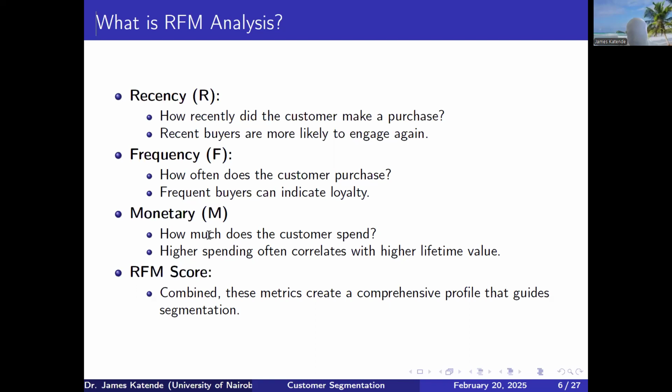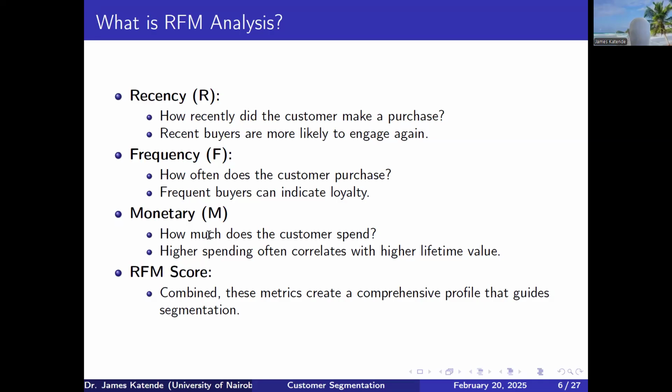That's just how recently the customer made the purchase. Frequency simply means how often the customer made purchases. So you can count how many times the customer made a purchase during that period. There's the monetary value. In the period of consideration, this simply means the total amount of money spent by the client during that period.